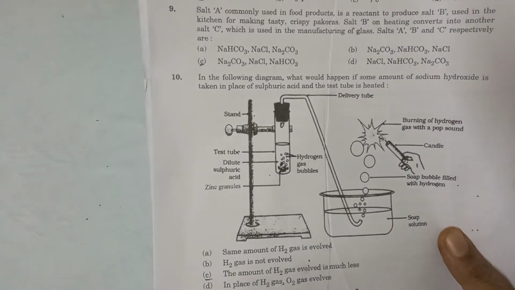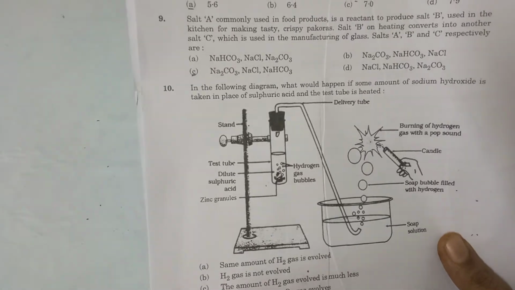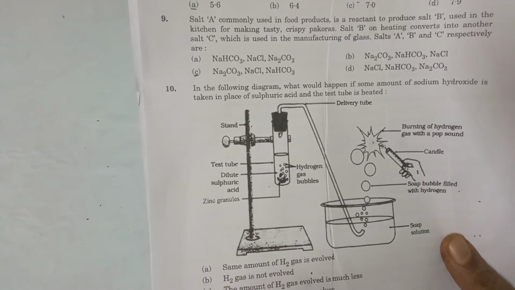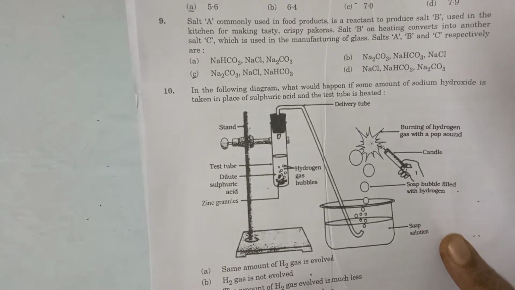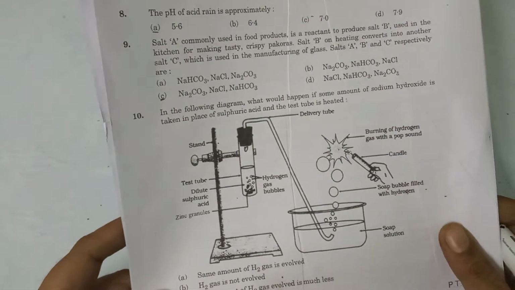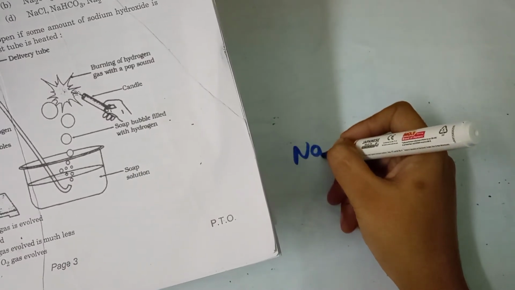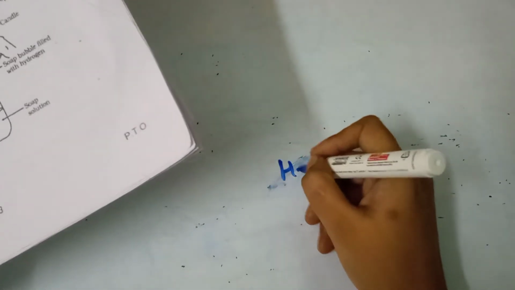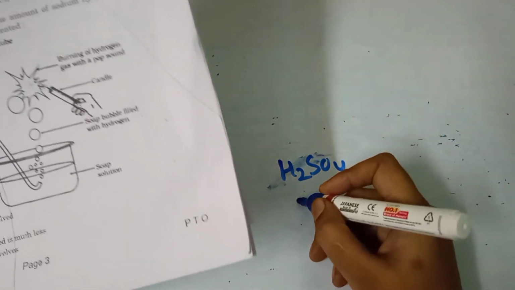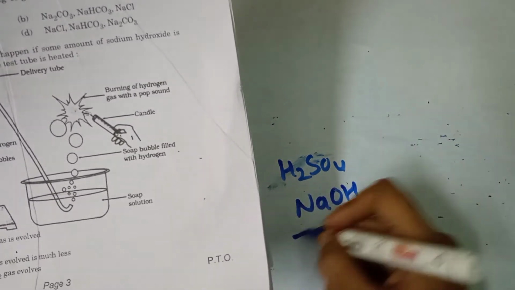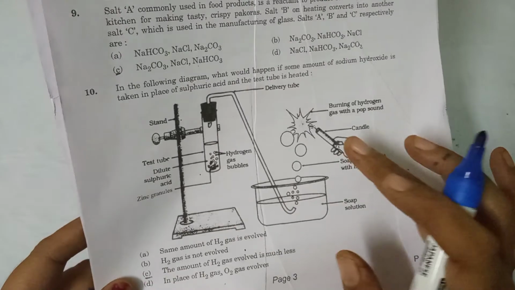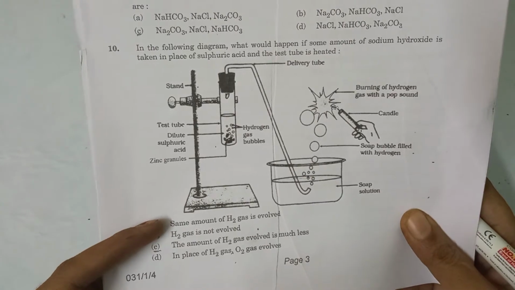In the 10th question, in the following diagram, what would happen if some amount of sodium hydroxide is taken in place of sulphuric acid and the test tube is heated? So they are asking, in place of sulphuric acid, H2SO4, if we use sodium hydroxide, NaOH, then what would happen for the formation of hydrogen gas? Same amount of hydrogen gas is evolved?